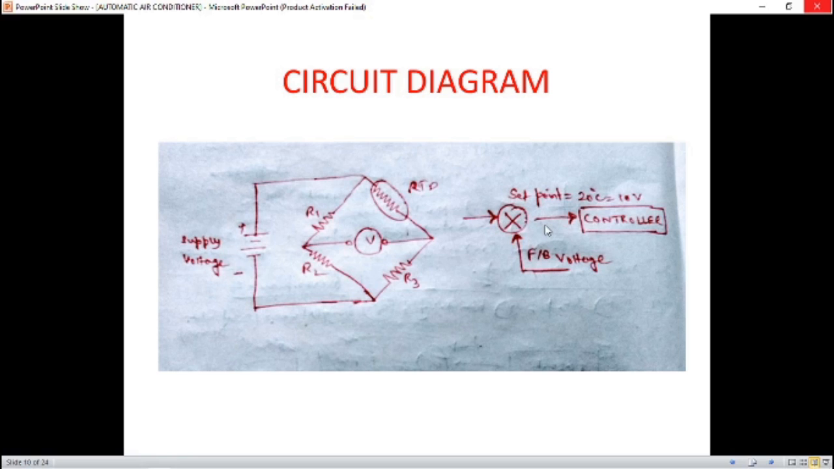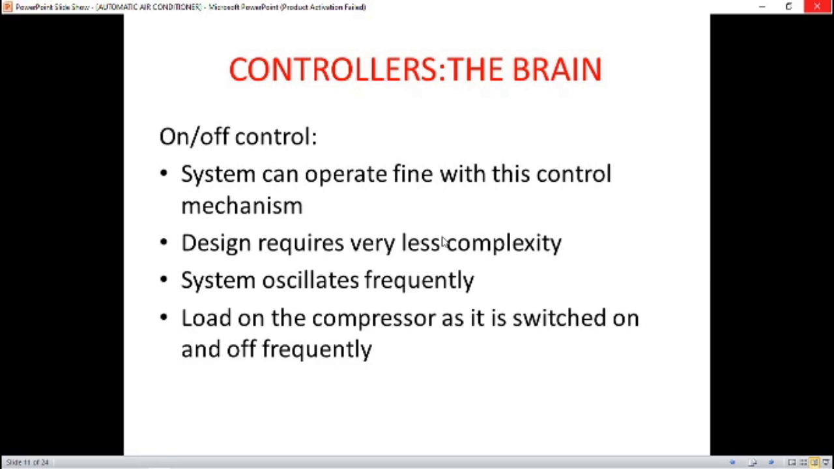The best option here is to use PT100. PT100 is an RTD whose resistance is 100 ohms at 0 degrees centigrade, and correspondingly we can place other resistances of 100 ohms also. As the temperature increases, the RTD resistance will increase, and correspondingly we will get the voltage, and this error signal will be given to the controller, which is simply the brain of the circuit.